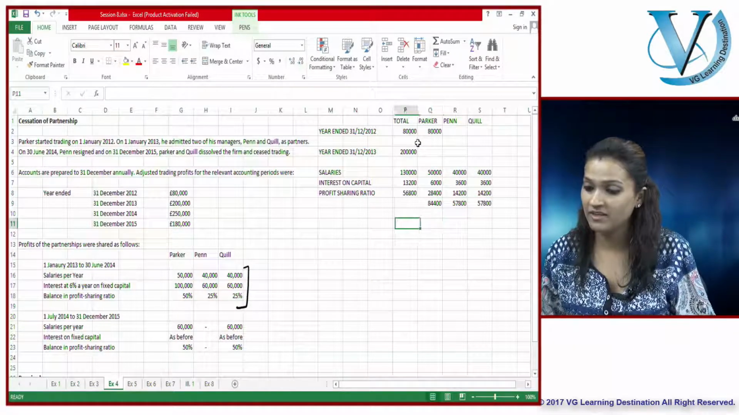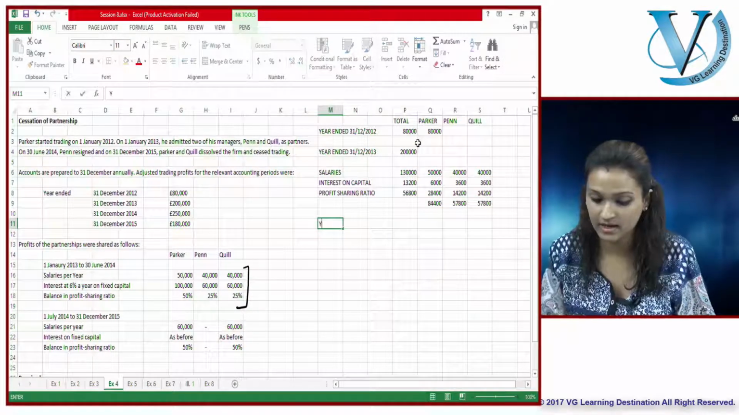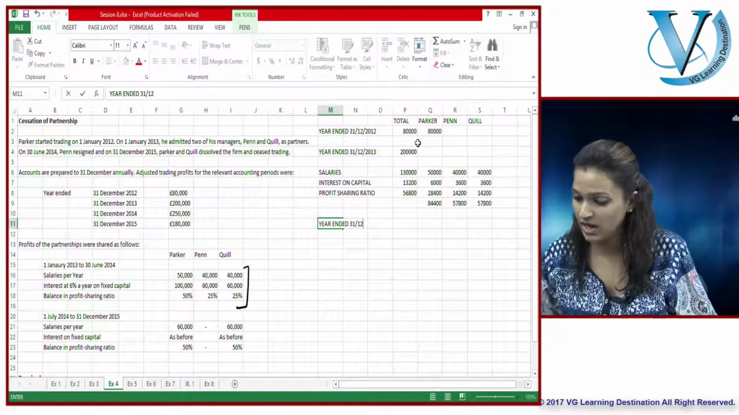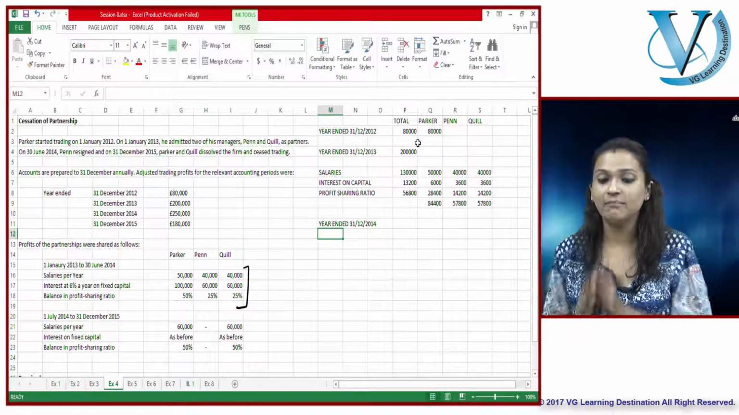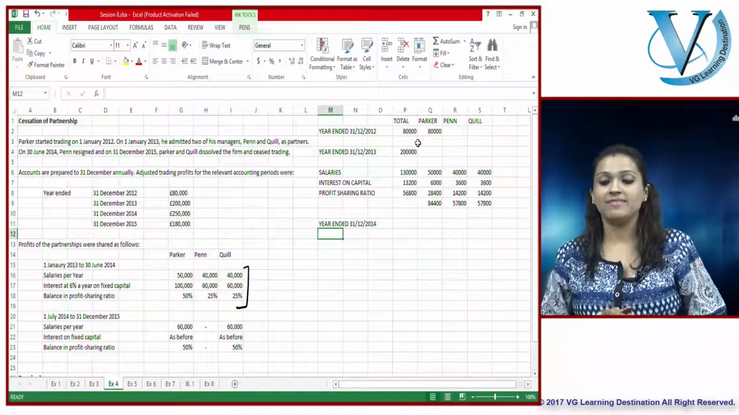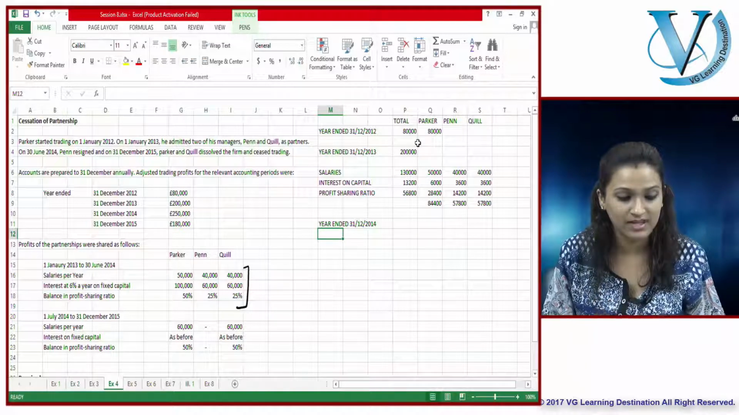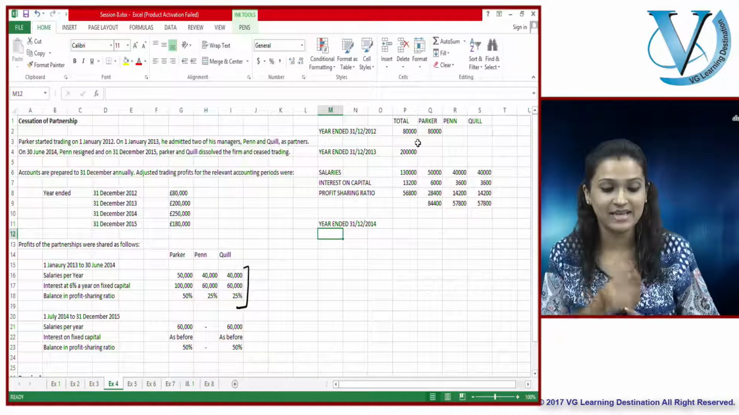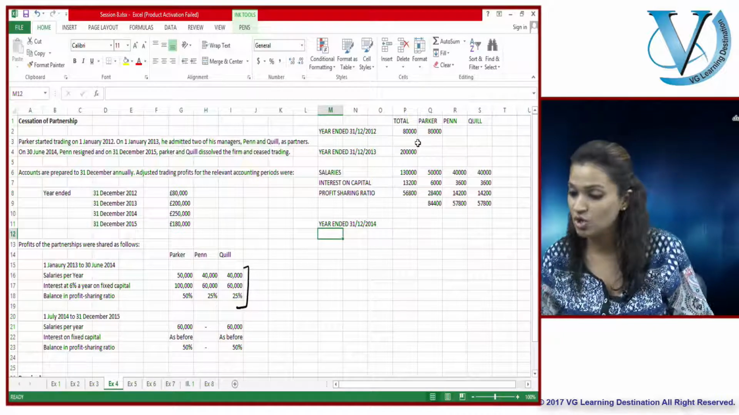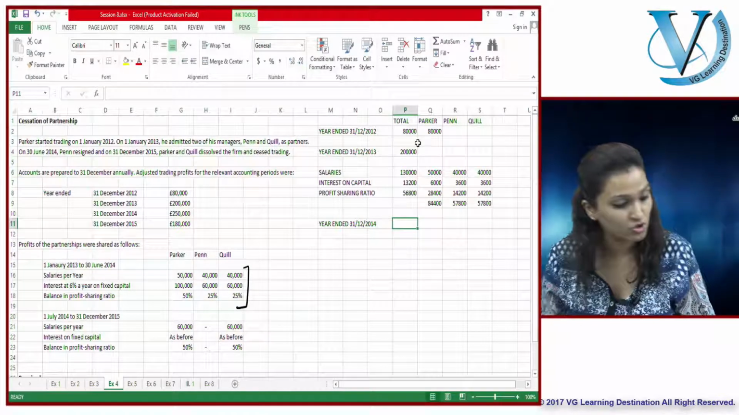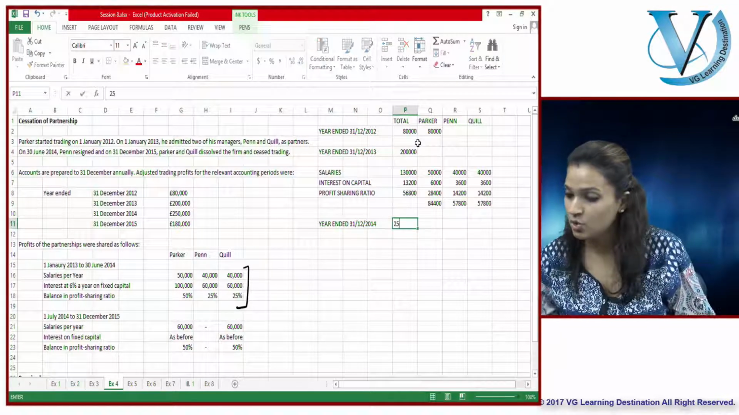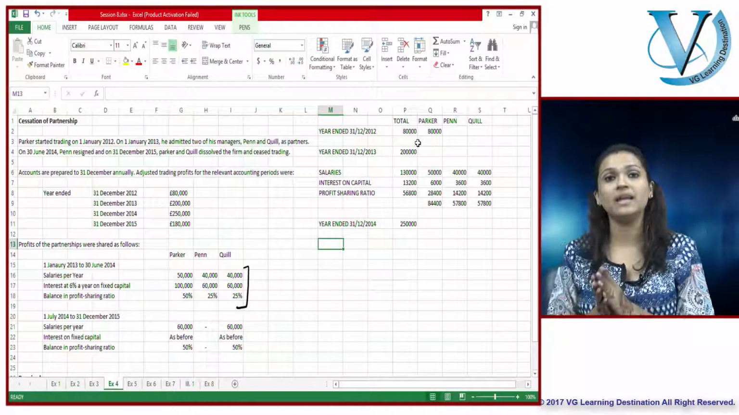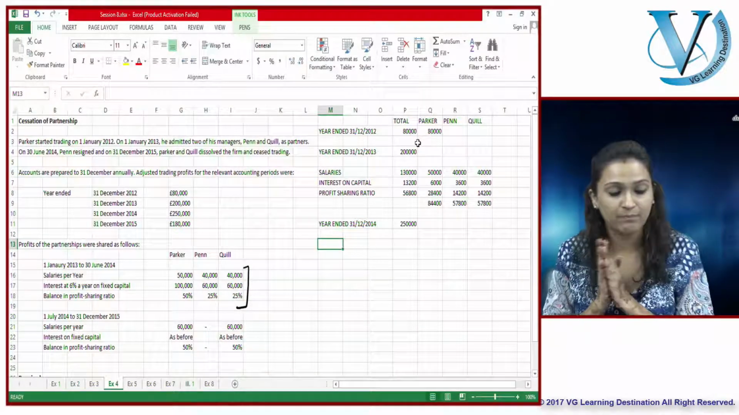Now let's go to the next year, year ended 31st of December 2014. In the middle of this year, there has been a change, because one of the partners has retired, thus there is a change in the profit sharing ratio. The total profit of this year is 250,000 pounds, which needs to be divided into their pre-change period and their post-change period.